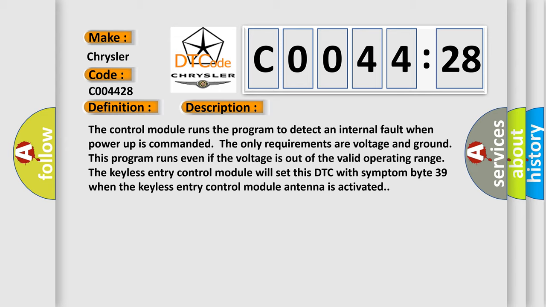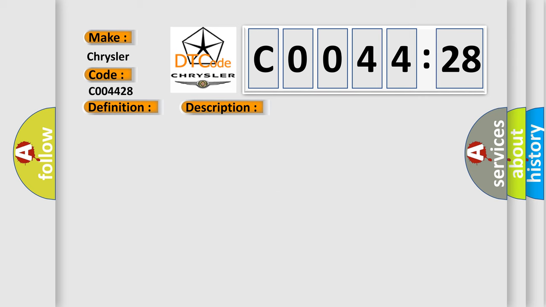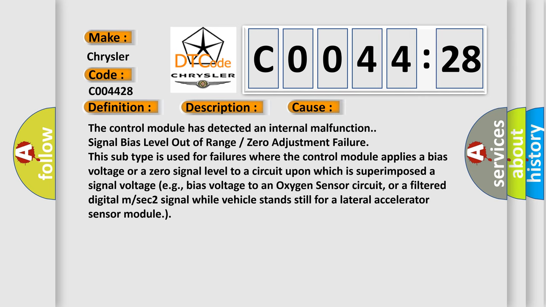The keyless entry control module will set this DTC with symptom byte 39 when the keyless entry control module antenna is activated. This diagnostic error occurs most often in these cases: the control module has detected an internal malfunction signal, bias level out of range or zero adjustment failure. This subtype is used for failures where the control module applies a bias voltage or a zero signal level to a circuit upon which is superimposed a signal voltage, e.g., bias voltage to an oxygen sensor circuit, or a filtered digital PWM or SENT signal while the vehicle stands still for a lateral acceleration sensor module.